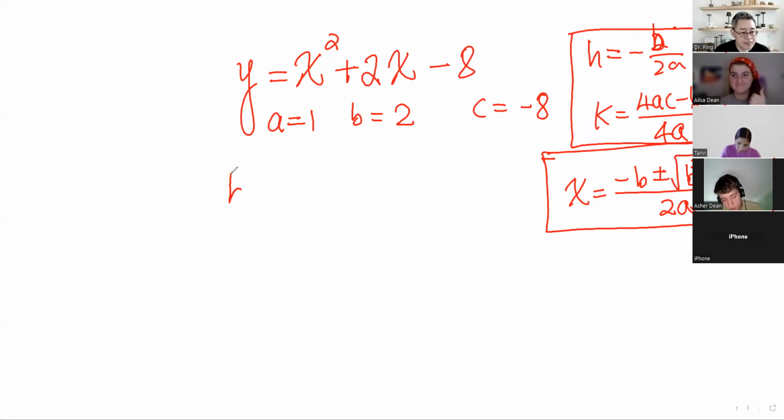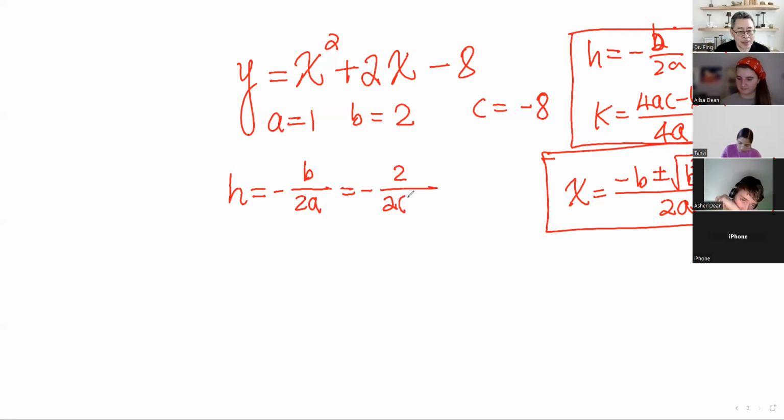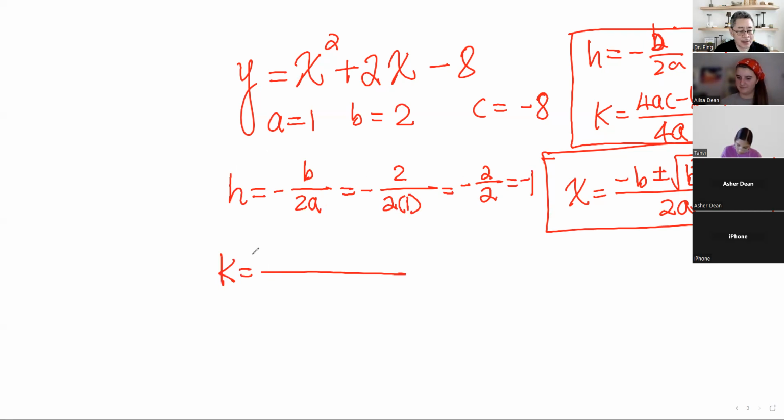So, yeah, that would be -32. Minus b over 2a, at minus 2 and 2 times 1. So that's -2 over 2, so it's -1. And K is 4ac, 4 times 1, and c is -8. Then minus 2 squared, and see what you got. 4 times 1, and see how you got that.